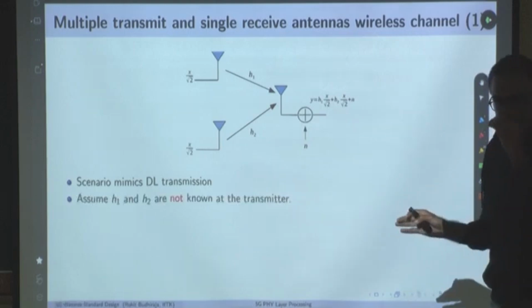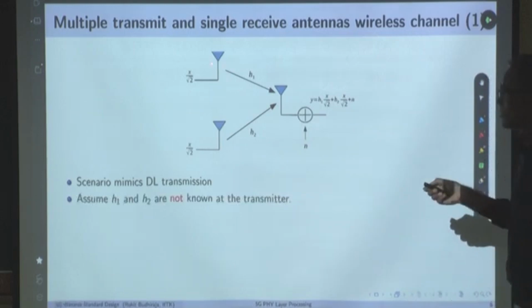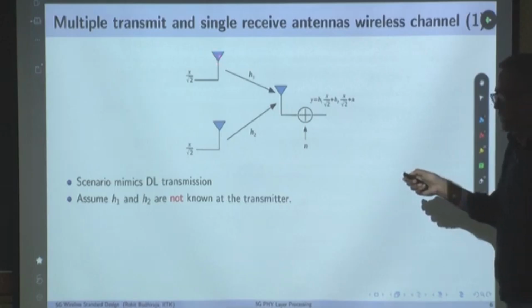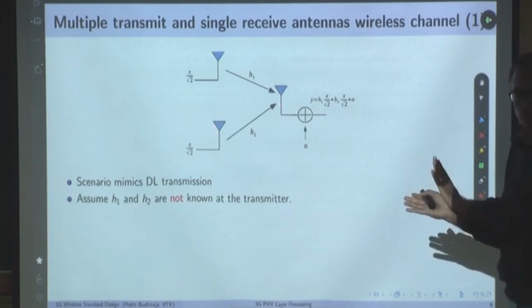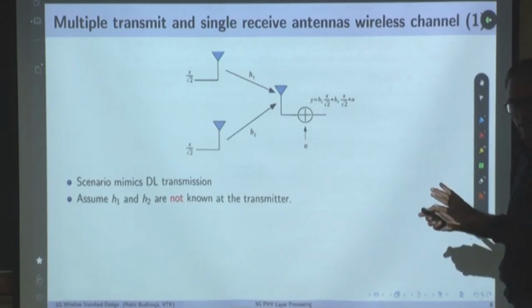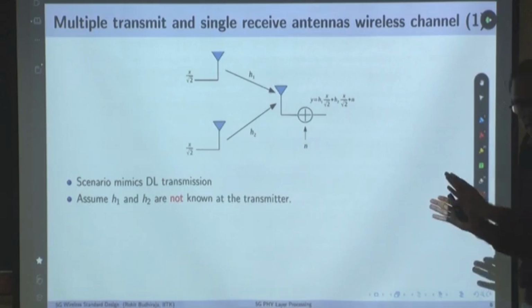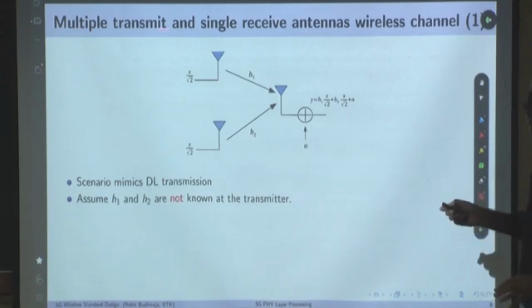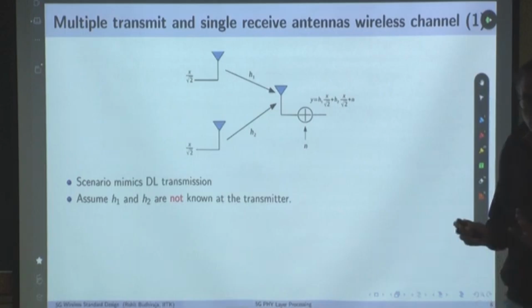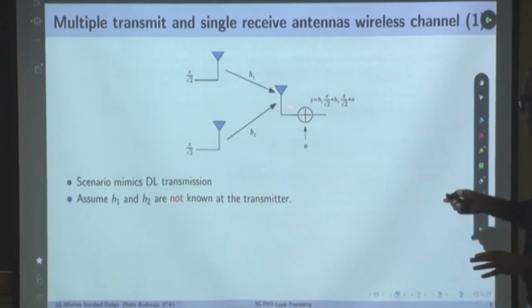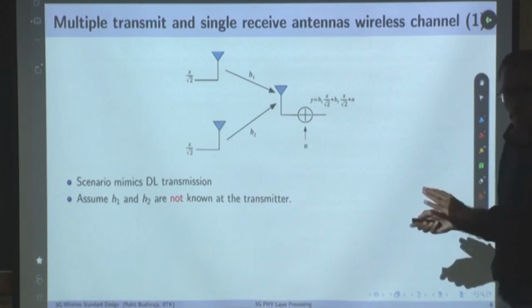Now, the first case we are considering. What are we saying here? The channel from the first transmit antenna to the receive antenna is H1, and the channel from the second transmit antenna to the receive antenna is H2. Here I will take two cases. The first case, what I am saying here is, these channels are not known at the transmitter. Who knows that channel?